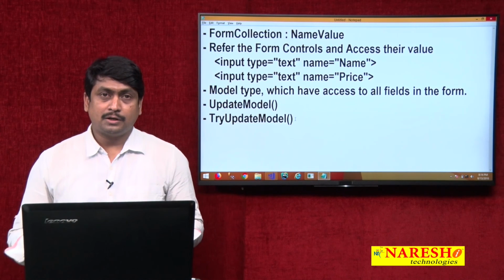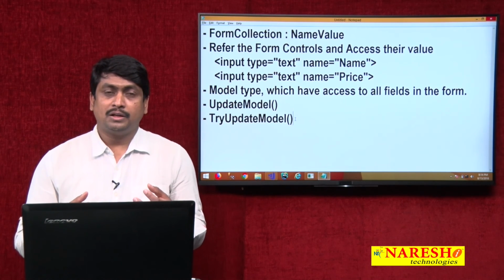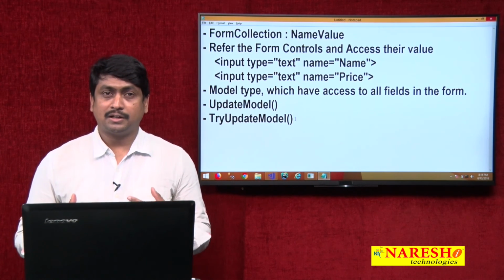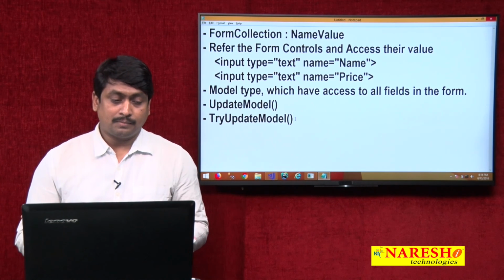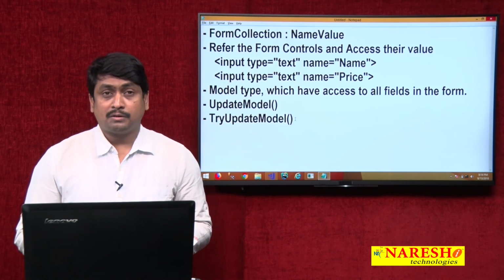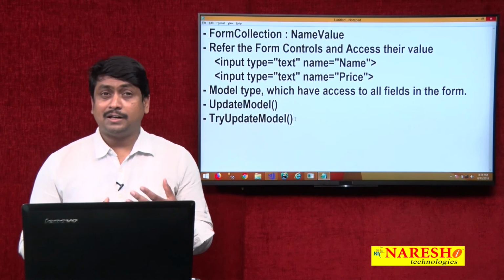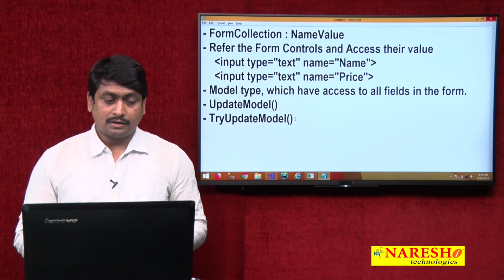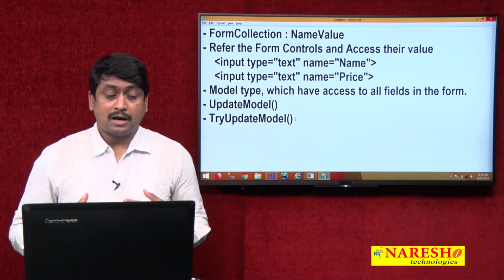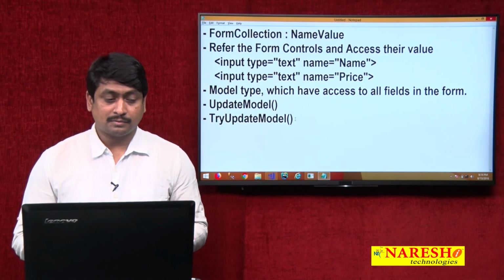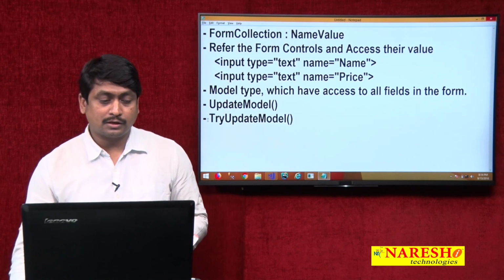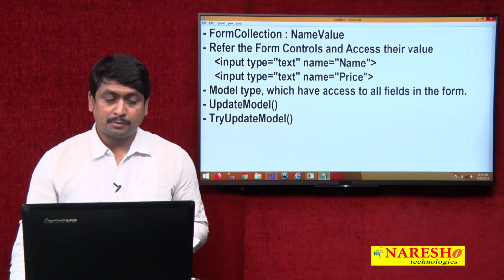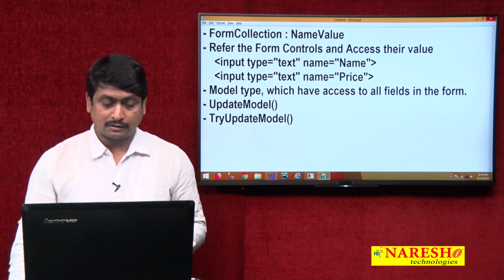What try update model will do is, it will update only if the model state is valid. If the model state is valid and there are no validation errors at the model level, then it will update. Update model will try to update forcibly even when validation errors are there, then it will throw an exception. Instead of that, we can directly handle the exceptions and display the error messages before it is updated. So we can do that by using try update model. Later in detail we will discuss the differences between update model and try update model in various other aspects.